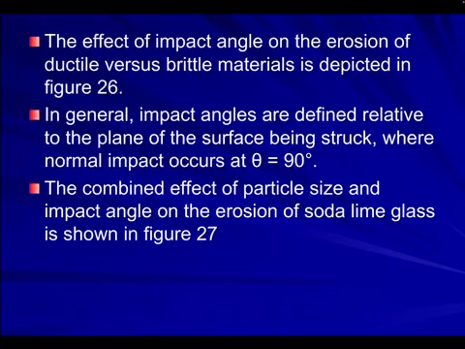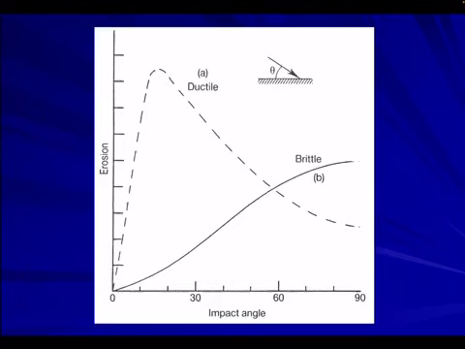Okay, so the effect of the impact angle on the erosion of ductile versus brittle materials is depicted in figure 26. In general, impact angles are defined relative to the plane of the surface being struck, where normal impact occurs at a 90-degree angle. And the combined effect of particle size and impact angle on the erosion of soda lime glass is shown in figure 27.